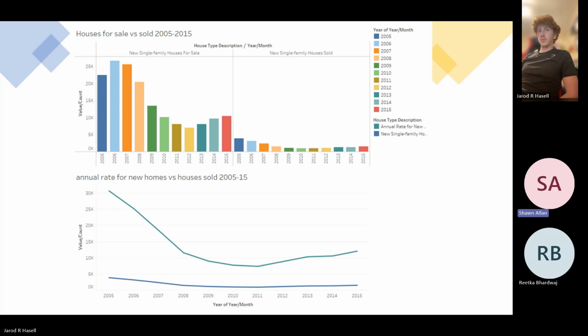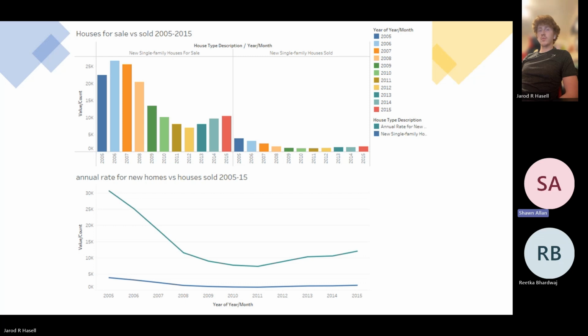As you can see on the left-hand side, the spike of houses for sale coincides with the 2003 to 2007 subprime mortgage lending trend, where there's a bunch of houses for sale and a lot of potential money to be made there, with it falling and deflating in 2008 to 2009, coinciding with the financial market crash.